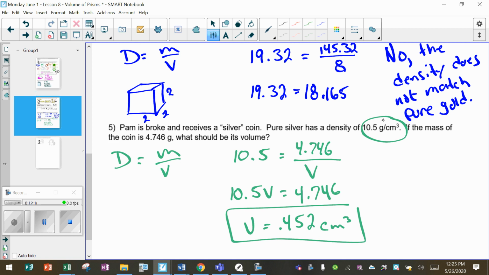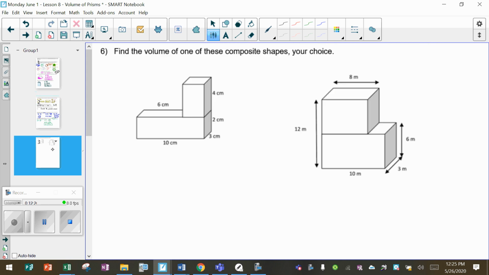All right, so the last thing I want to do is just look over how to do a composite calculation. Just like we did composite area, what we have to do is take our shape, break it up into smaller parts, find the volume of the smaller parts, and then add them back together. So pause it, pick a problem, just one of them, try it, and then I'll show you what the answers are.